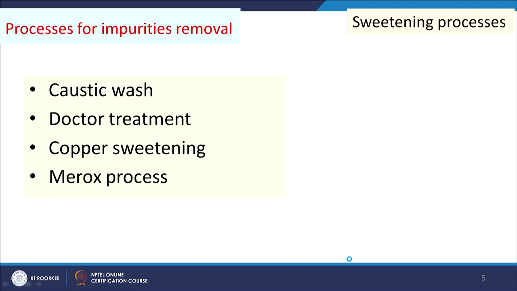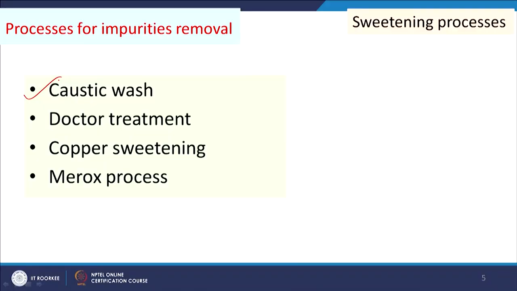We will discuss first how the sulphur can be removed. For the removal of sulphur compounds, a number of methods have been reported and used: caustic wash, then doctor treatment, then copper sweetening, and the Merox process, which was the advanced one. We will discuss all these processes. If we want to remove sulphur, and it is present as sulphide, the sulphide is acidic in nature.